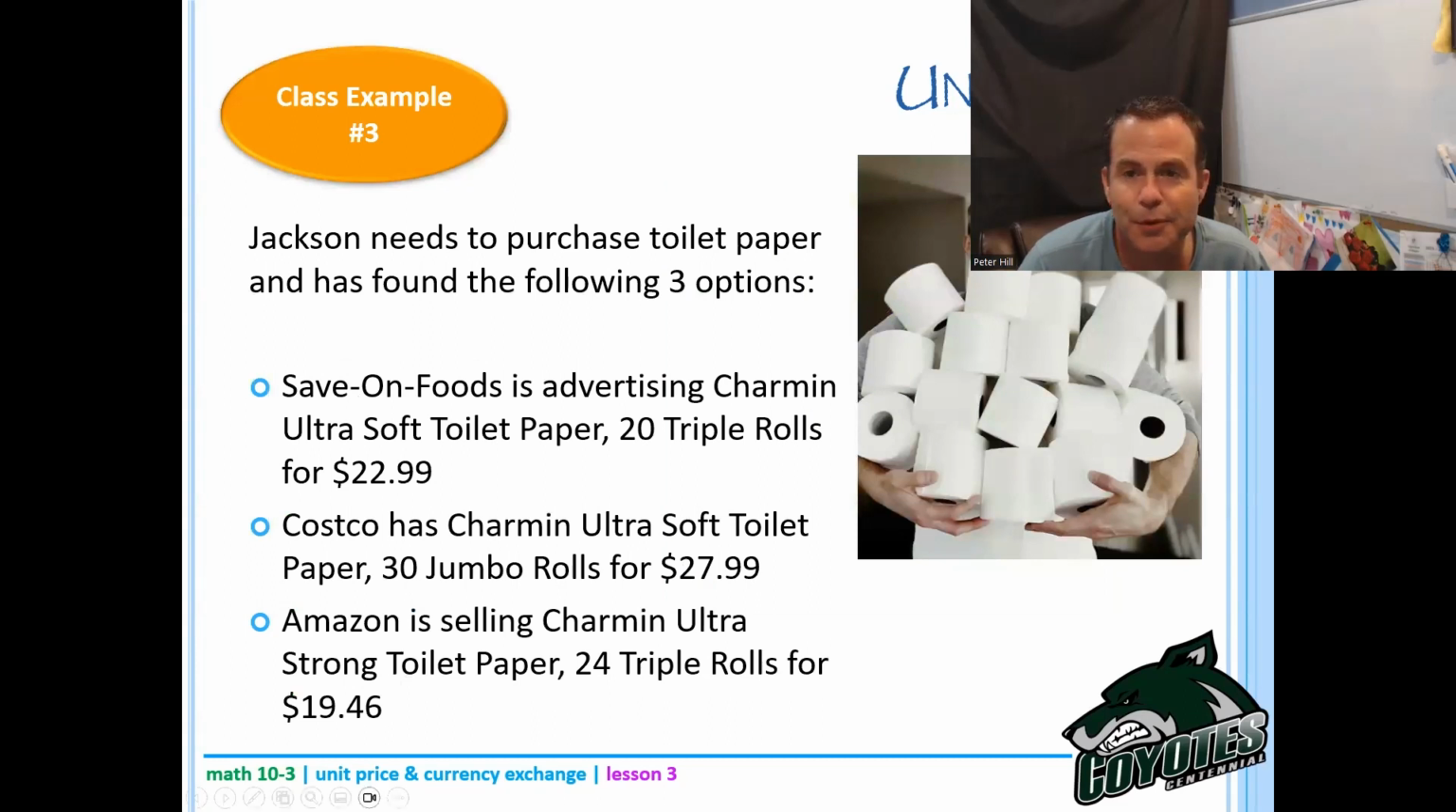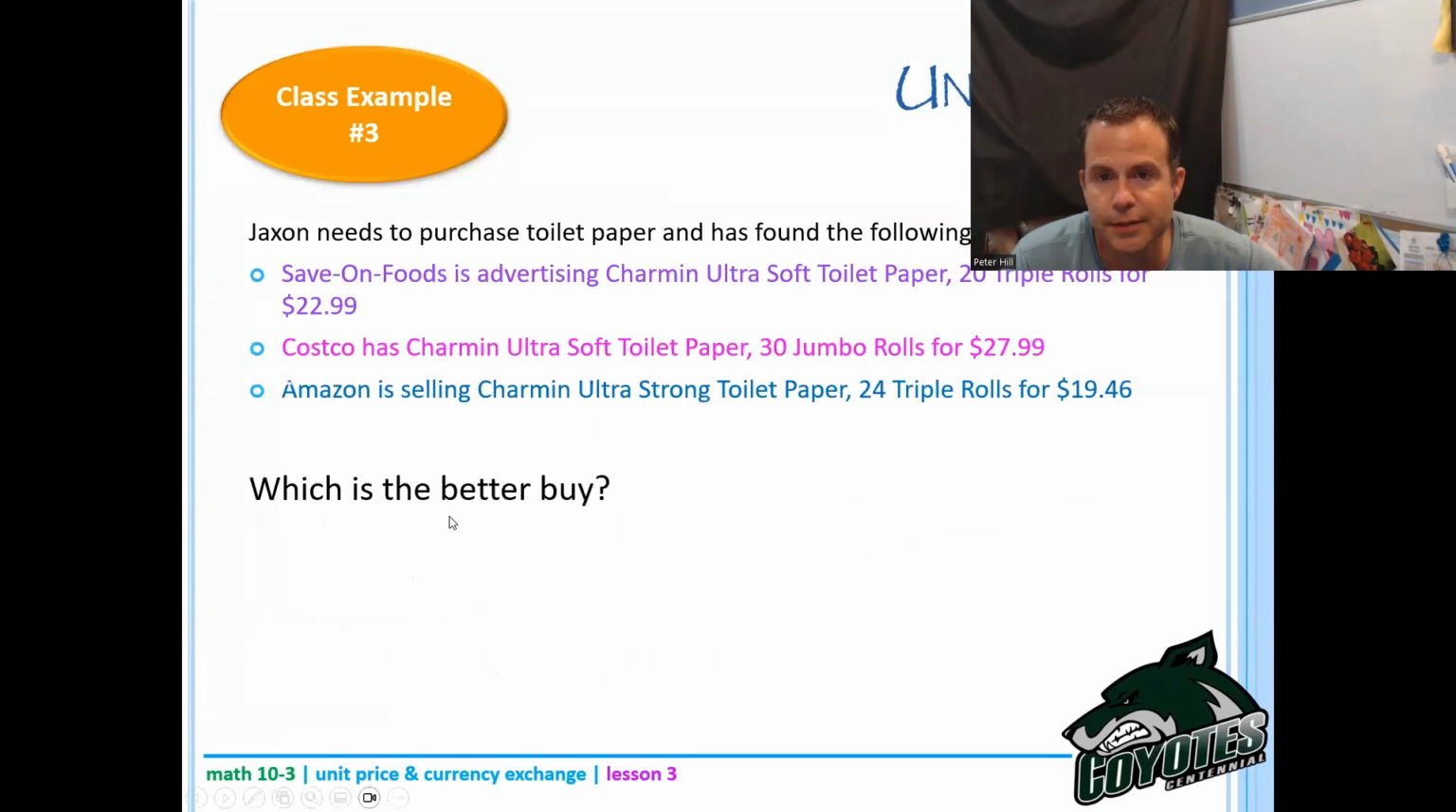Class example number 3. Okay, Jackson needs to purchase toilet paper and has found the following 3 options. Save on Foods is advertising Charmin Ultra Soft Toilet Paper 20 triple rolls for $22.95. Costco has Charmin Ultra Soft Toilet Paper 30 jumbo rolls for $27.99. And Amazon is selling Charmin Ultra Strong Toilet Paper 24 triple rolls for $19.46. Now, the question is, which is the better buy?